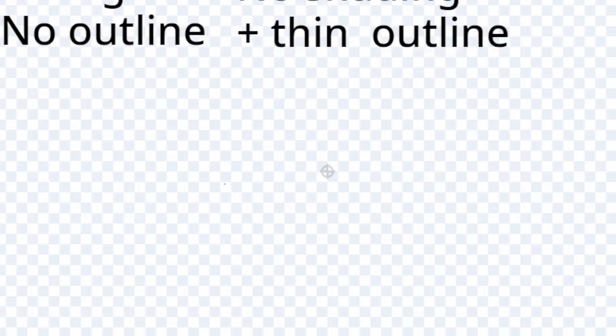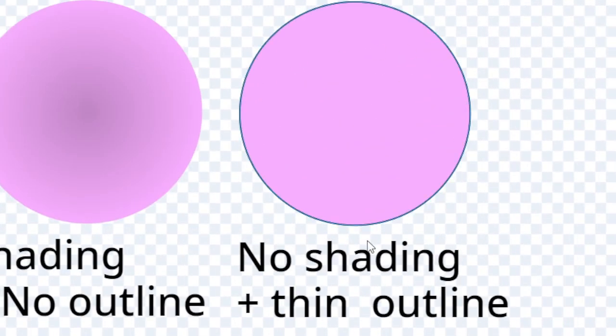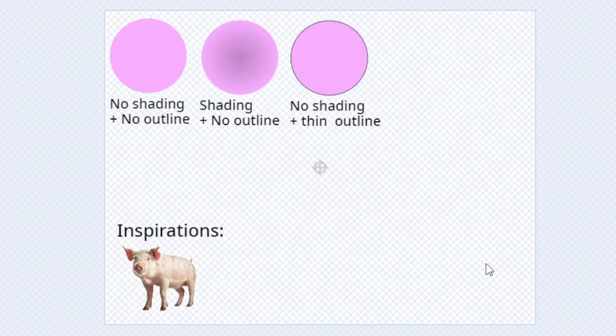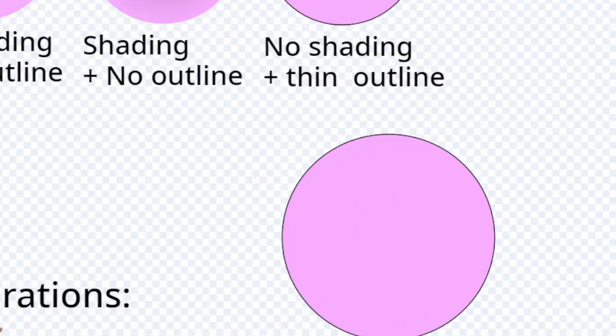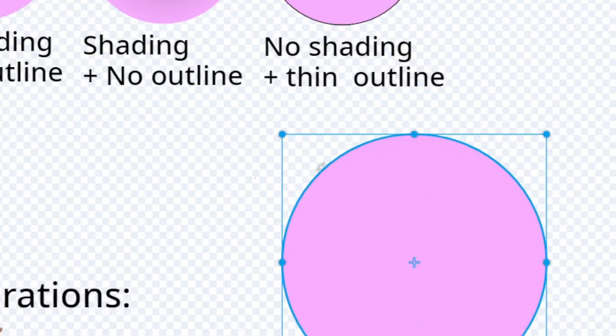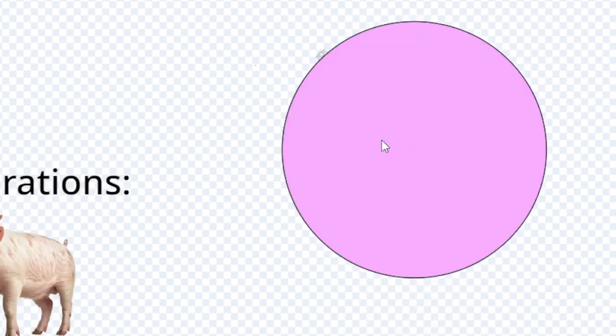The last one over here is no shading plus thin outline. So to do this, we need a normal circle, and we need to go to the outline section. In here, we're gonna set it to 1. Remember, do not set it to 2, because it wouldn't look good, since 1 is the good one. So we're gonna make the circle by pressing Shift and moving the circle, and boom, we have a nice circle with an outline.